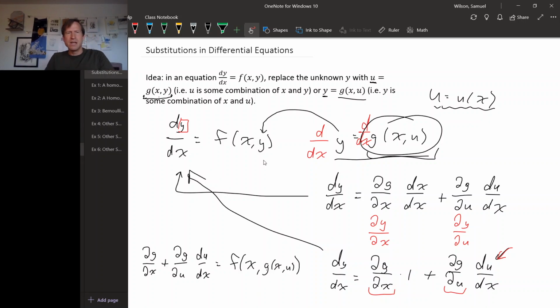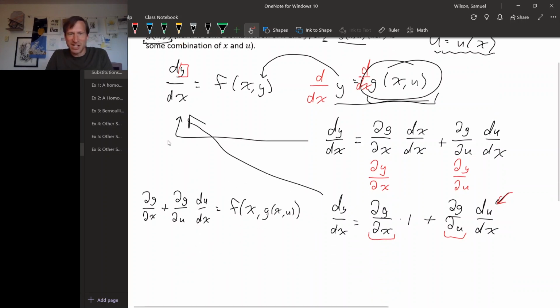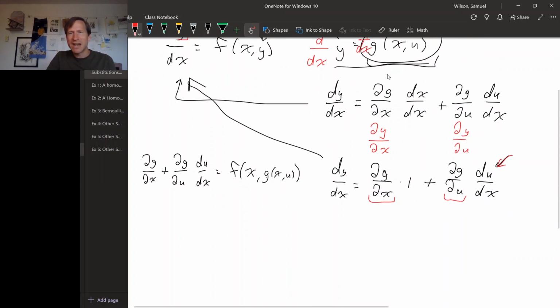Okay, so now let's take stock of what this new equation is. Remember, when we have an actual substitution in mind, these two derivatives, the derivatives for g, those will be formulas. Those will be mixes of x's and u's that show up. So those aren't unknown functions. Also, this function f is just representing the mix of x's and y's that was in our differential equation to begin with. So the only unknown things in this equation are this derivative, du/dx, and this u right here, because remember, we don't know what the function u is.